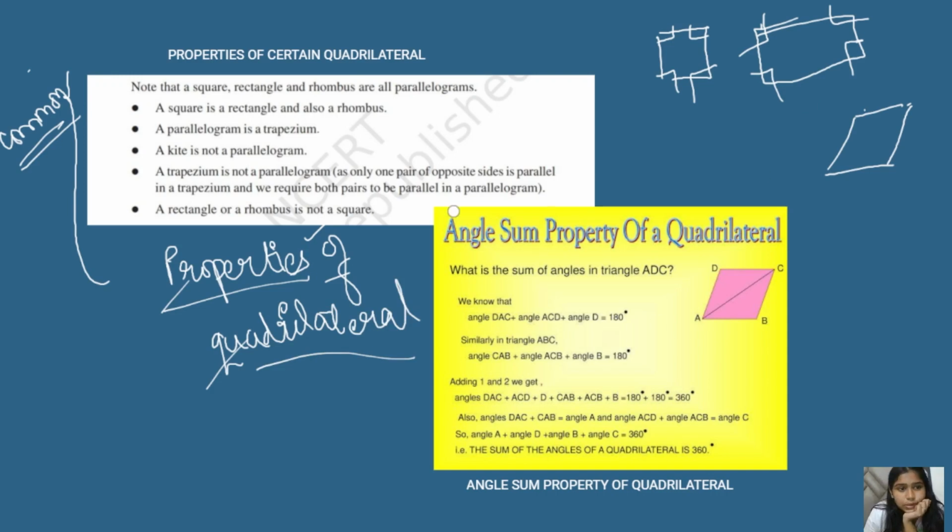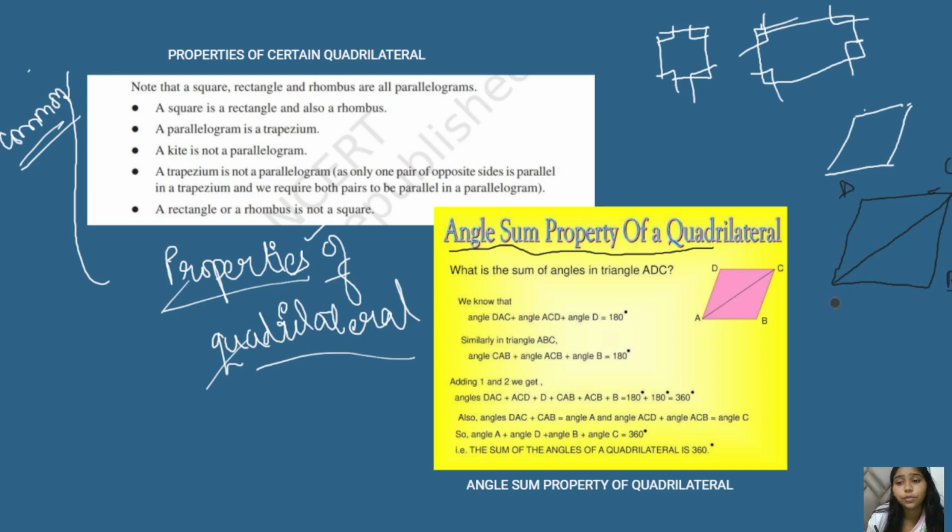So let's just leave that and we can have a look here on the angle sum property of the quadrilateral. Basically I told you that a proof will be given about the angle sum property, that why the sum of the interior angles of the quadrilateral is equal to 360 degrees. So this is the proof here.